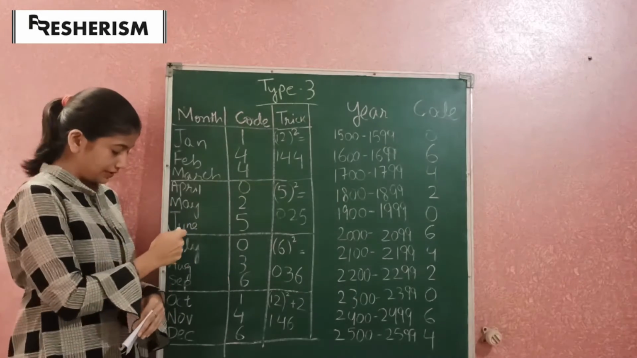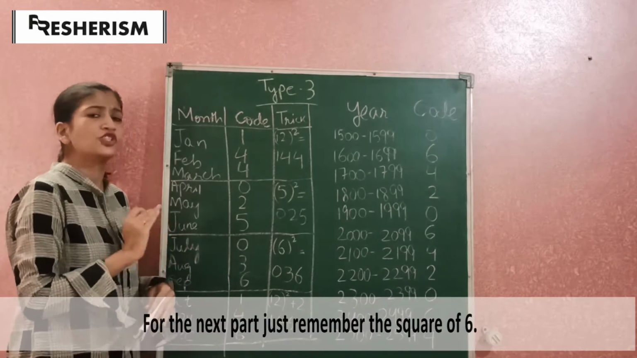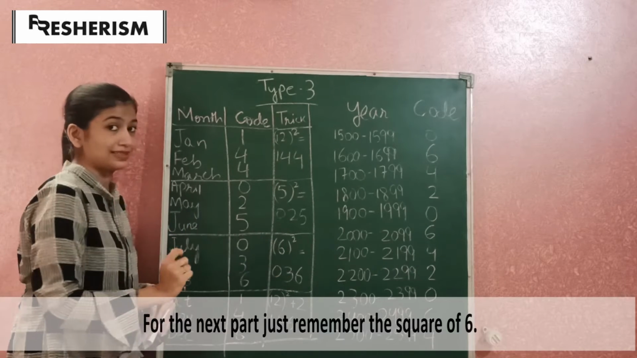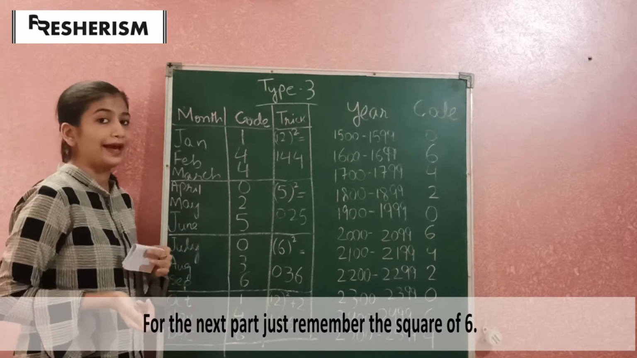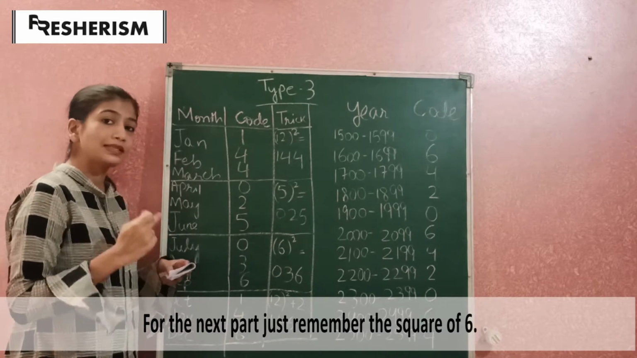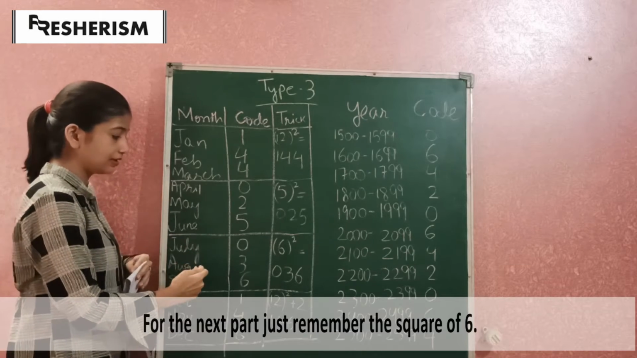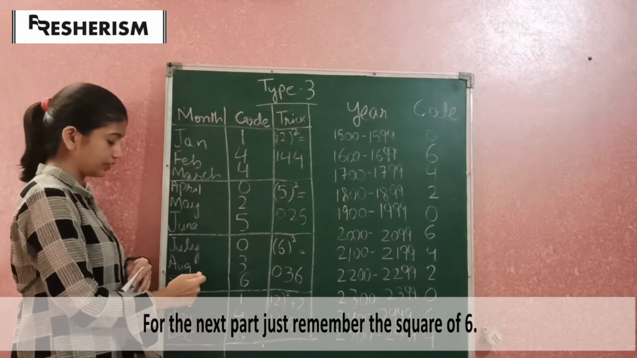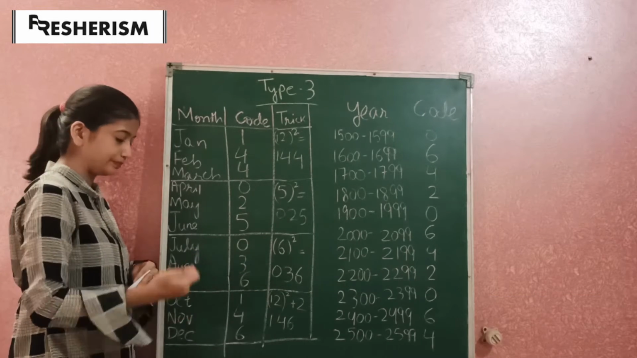For the third part, that is July, August and September, just remember the square of 6, which is 36. But as there are 3 months, so 0, 3, 6. These are the codes: 0, 3, 6 for July, August and September.